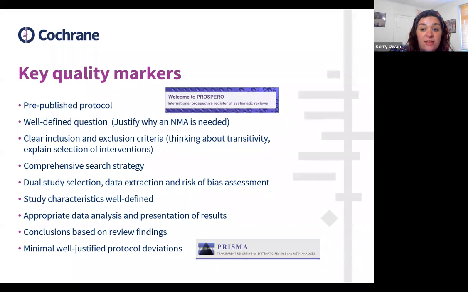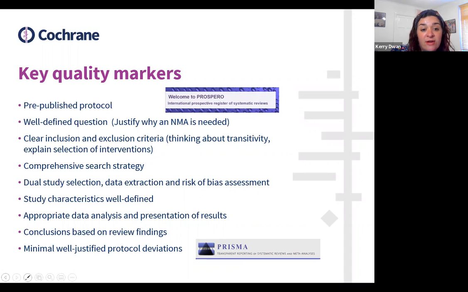You should explain the selection of the interventions. So it's important to define your interventions in advance and think about how you're going to deal with different doses and administrations, for example. A comprehensive search strategy is also important, and using existing systematic reviews to identify eligible studies rather than conducting a new search is usually inadequate. You would still have dual study selection, data extraction, and risk of bias assessment. And it's important to have well-defined study characteristics, again, thinking about the transitivity assumption.